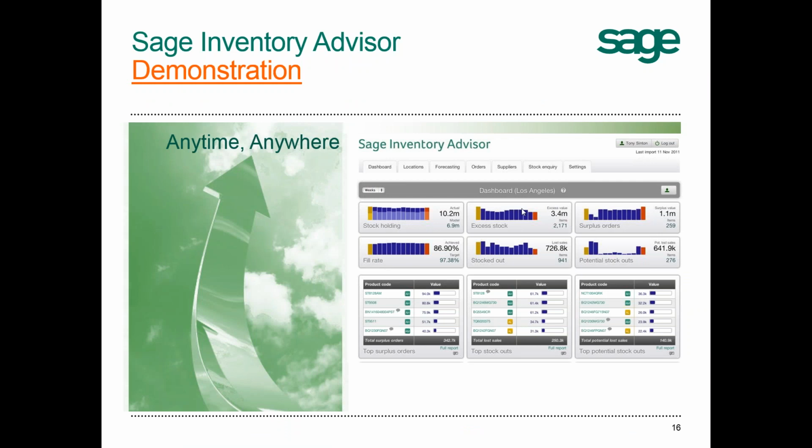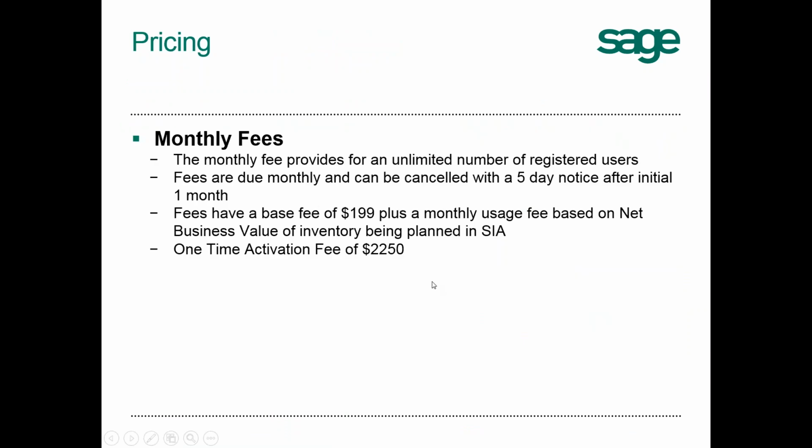And let's talk a little bit about the pricing. So first of all, Inventory Advisor is a cloud-delivered service. It is a month-to-month subscription. There is no long-term commitment. The only commitment is the first month. If after the first month it doesn't meet your needs, you can cancel at any time. And it is for unlimited users. As many people can access the planning tool as you want.